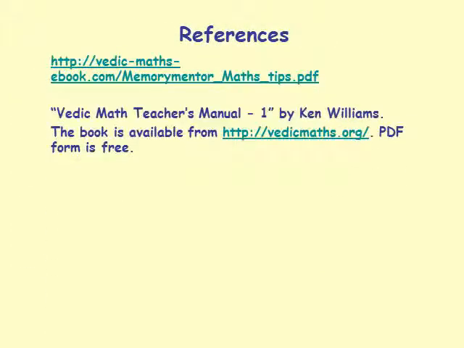References: the first reference is this Vedic Maths ebook, memory mentor maths tips PDF. I got most of the ideas from this ebook, but I use my own approach. My approaches are different. This ebook has numerous other tips and shortcuts: multiply by 11, multiply by 12, squares of numbers ending in 5, and some other topics.